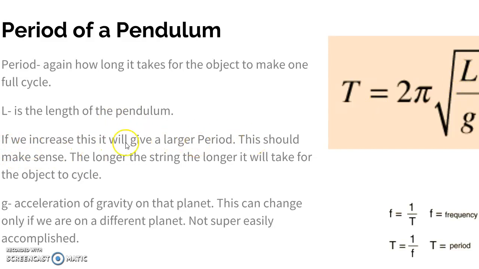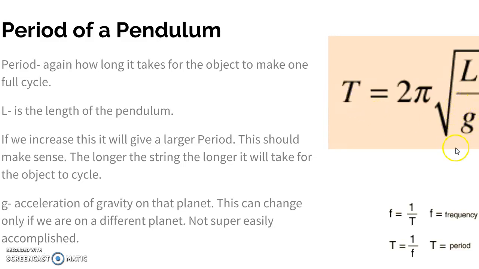So how we can get the period larger is if we get the multiplication larger. We should have seen in our data that as we increase the length, it made a longer period. So the longer the string, the longer the period. Now, to what value, we weren't sure, but here's the equation. Square root of L over G, G being gravity, and we probably had some thought process: as gravity increased, our time would go down.